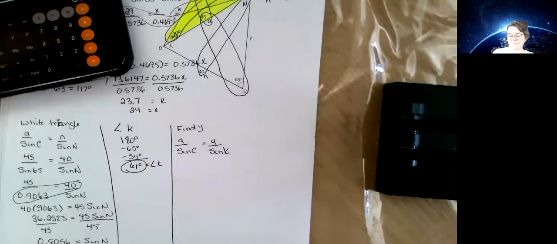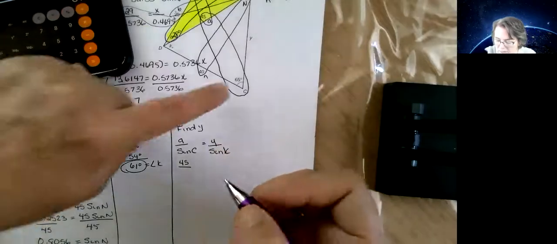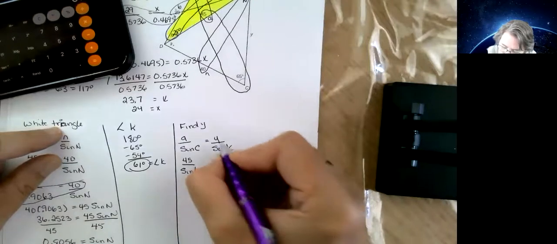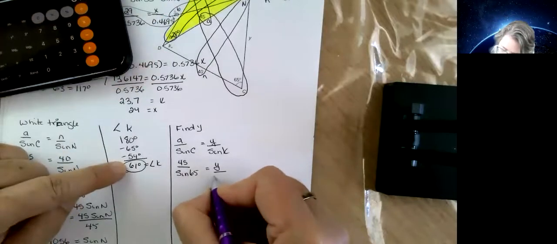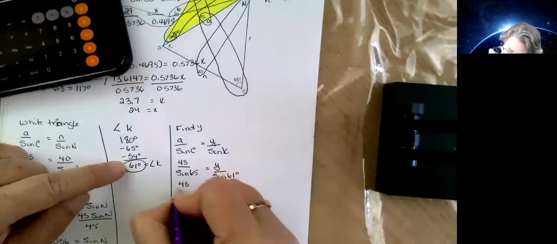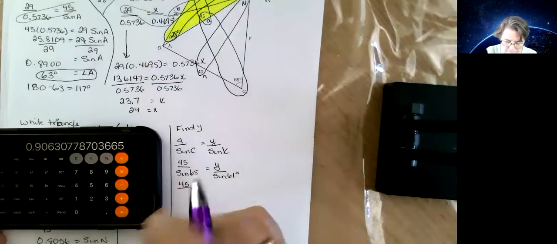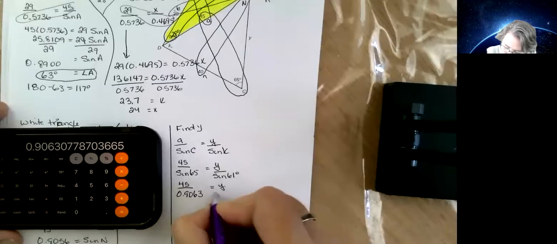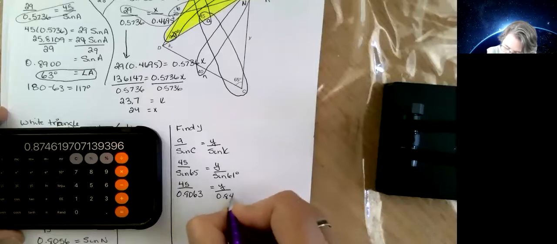It's going to work. So a is 45 over sine c, so 65, is equal to y over sine of k. Now k angle was 61. 0.9063 is equal to y over sine 61, 0.8746.